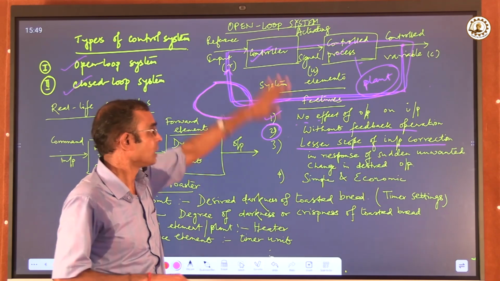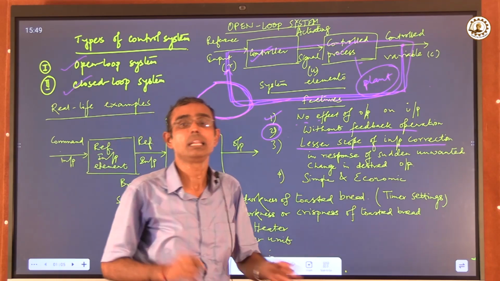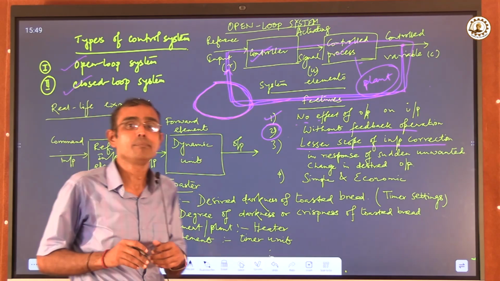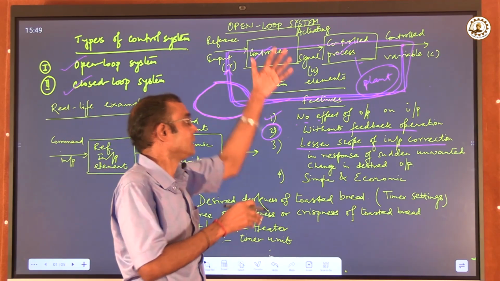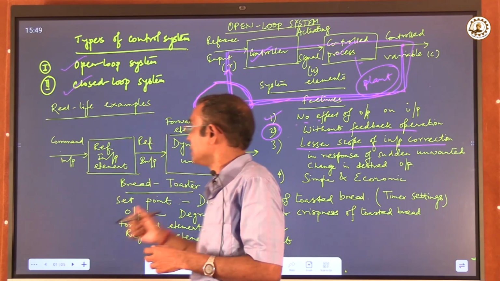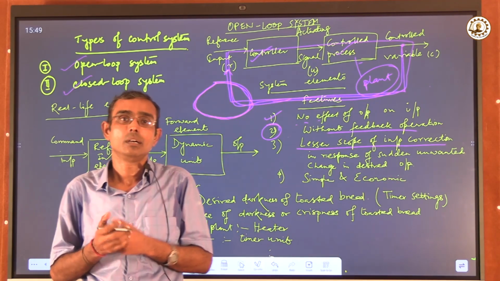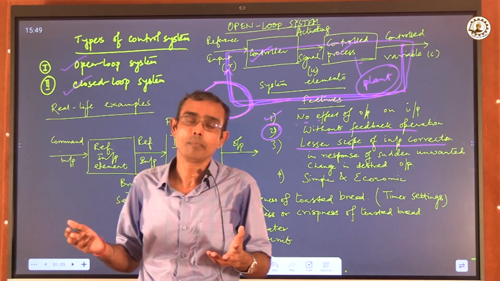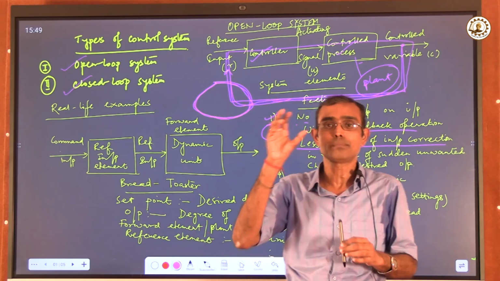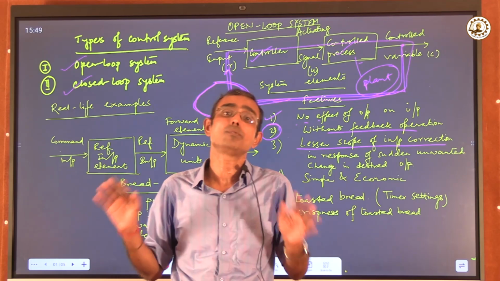Now point number 4 is, considering all these aspects, we can say the design of an open loop control system is simple and economic. It is cost friendly. Now let us take an example. Let us understand this theory of open loop control system with one or two real life examples. Let us first take the example of a bread toaster. We generally use a toaster in our home for toasting bread. So the working of that bread toaster is a very good real life example of an open loop control system.